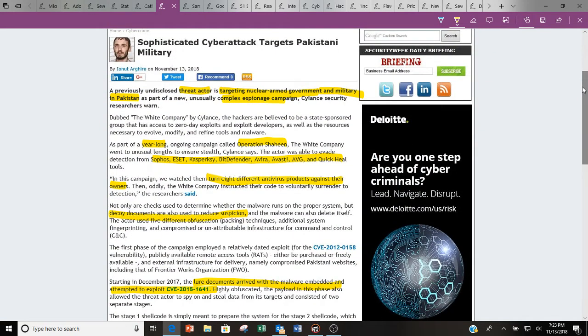A new cyber attack targeting the Pakistan government and military facilities has started. I don't know when it started, but the news just hit this week. It is utilizing a complex espionage campaign. I believe it is transferred via phishing attempt, where it sends an email to the user and there's a malicious attachment and it gets installed that way.